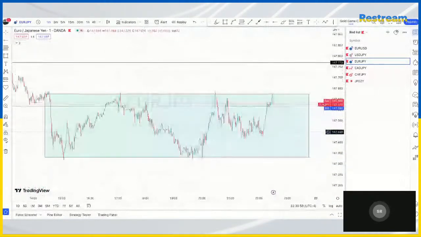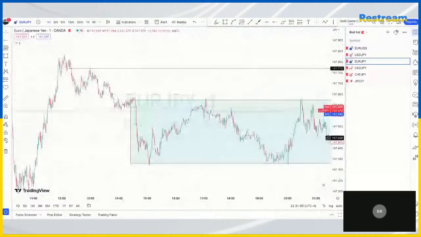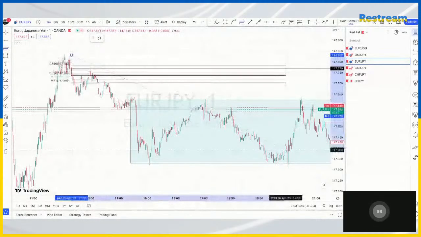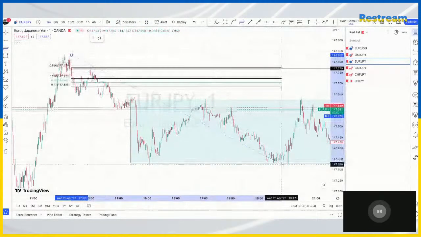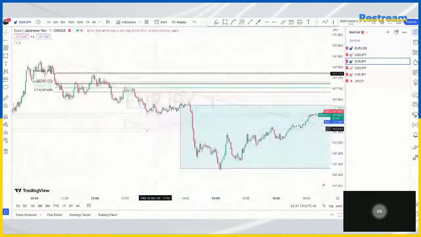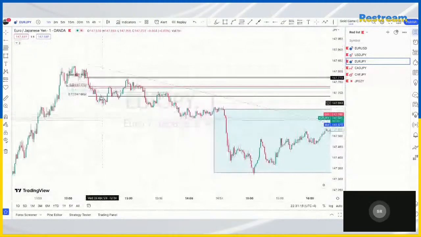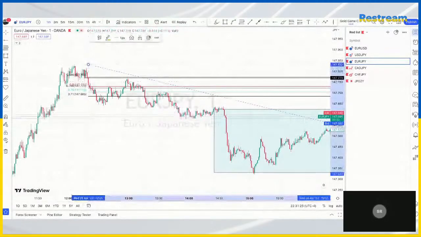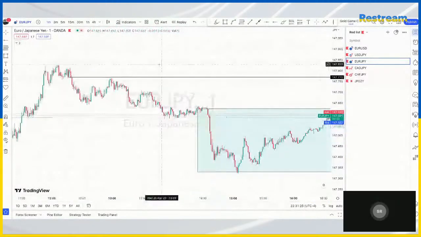So I draw my fib from here, even from the high, all the way from the high. Maybe it is. Oh, wow. So it is in the fib zone. I thought it wouldn't be. Wow. Okay. Yeah, it's in the fib zone. Look at that. See, I thought it wouldn't be. Okay. That's good.